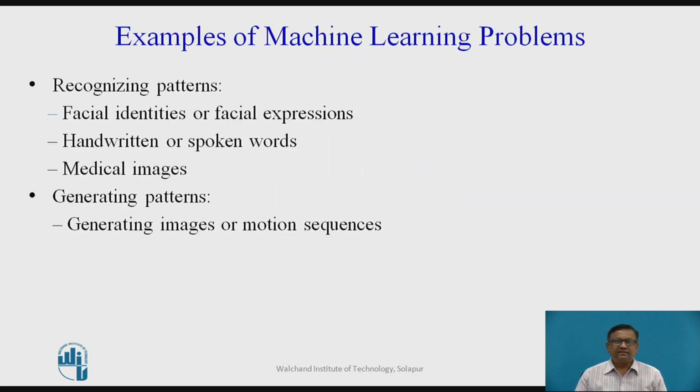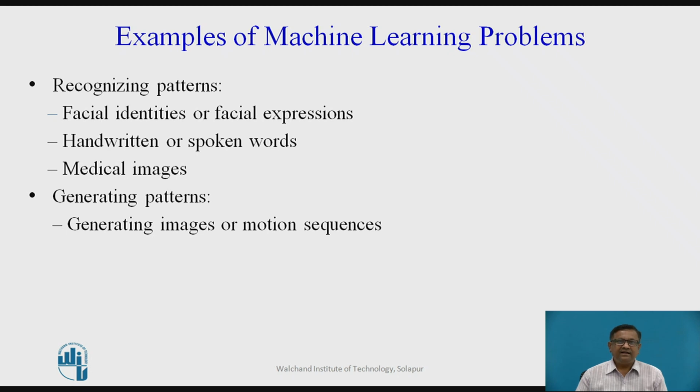So if you look at some examples of machine learning problems, the first very important problem which can be solved by machine learning techniques is recognizing patterns. There are different patterns available in the real world, and if the machine is able to learn those patterns and then identify them, then we can solve some problems in our real life using machine learning techniques. The patterns of a face, that is facial identities or even facial expressions, can be identified by machine learning algorithms.